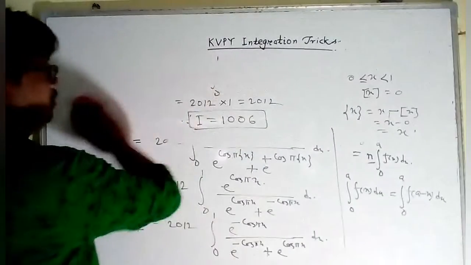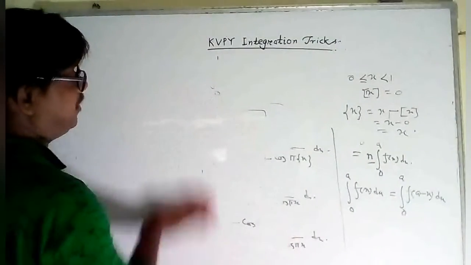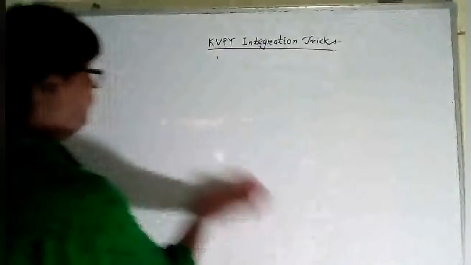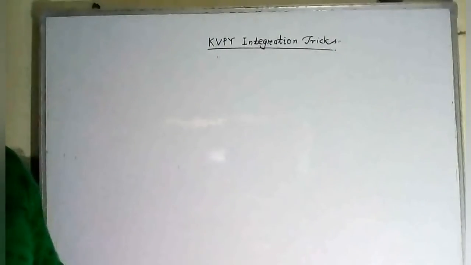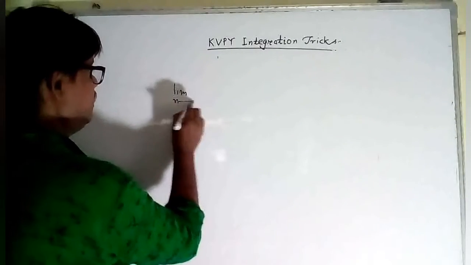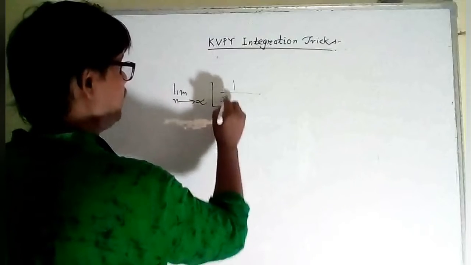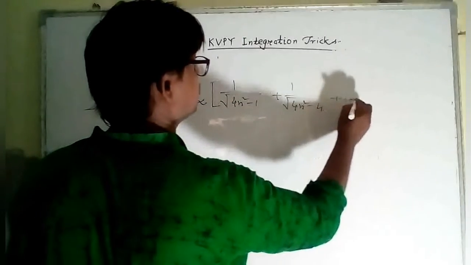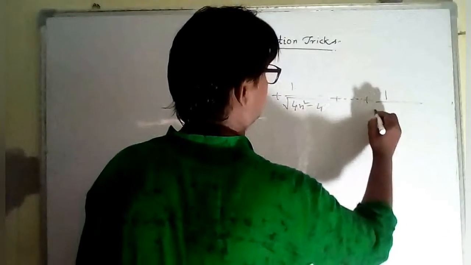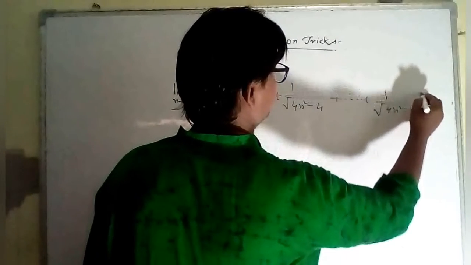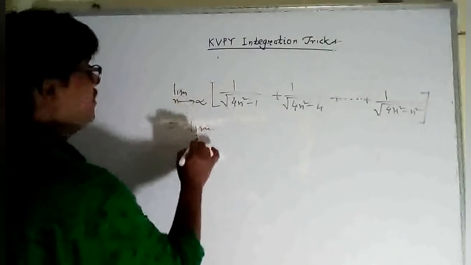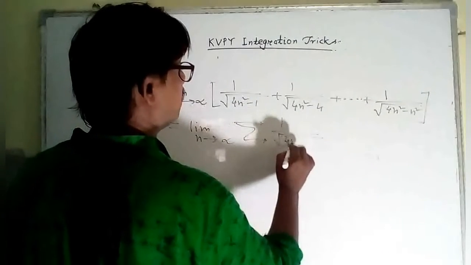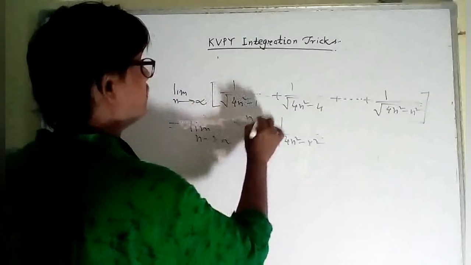Now, okay, question 5 is a very easy problem. It has also come in 2011 KVPY. Limit n tends to infinity of 1 by root over 4n square minus 1 plus 1 by root over 4n square minus 4 plus dot dot dot plus 1 by root over 4n square minus n square. This is the limit as n tends to infinity of the summation of 1 by root over 4n square minus r square, r from 1 to n.